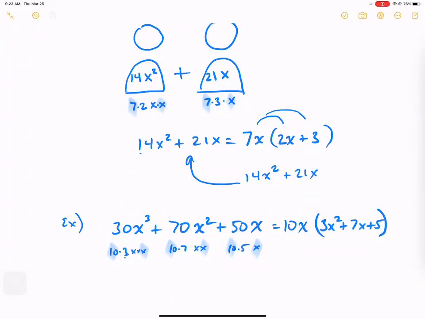Take a look at what we have left over. We have 3x squared, we have 7 x's, and we have 5 with no x's. And we keep our signs. We can double check it very quickly. 10 times 3 is 30. X times x squared is x cubed. Okay, that looks right. 10x times 7 is 70x. X times x is x squared. Yes, 70x squared. And 10 times 5 is 50x. 50x. Right? So we're just undoing what we first learned to do. We've learned how to multiply them together. Now we're undoing it. It's almost like simple division.